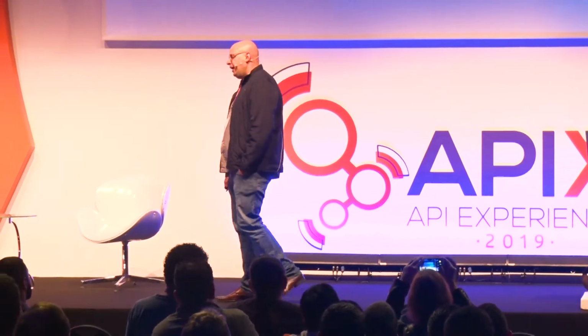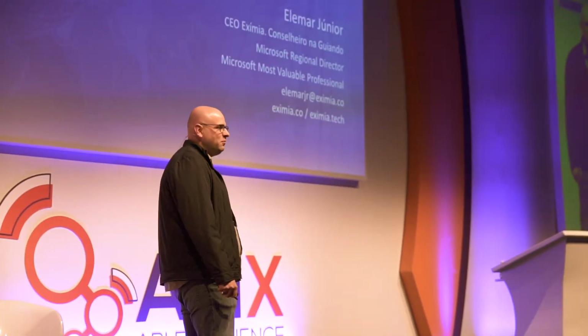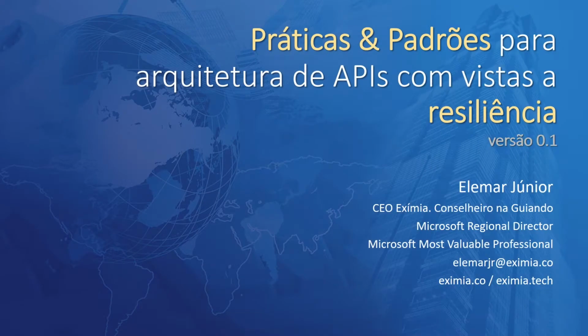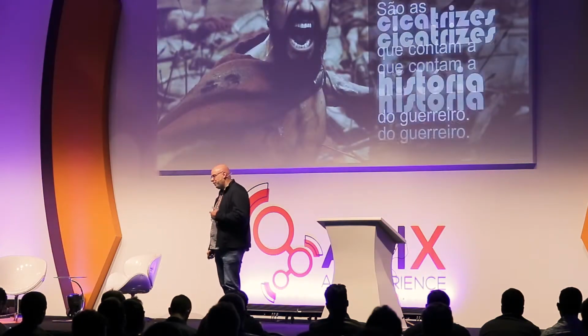The idea today is to talk a bit about architecture and architecture standards, and how we can think about the resilience of our apps, because there's no use in having good APIs and good documentation if the service doesn't work consistently.